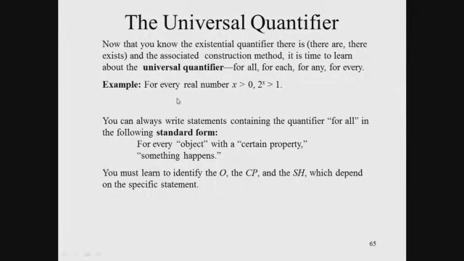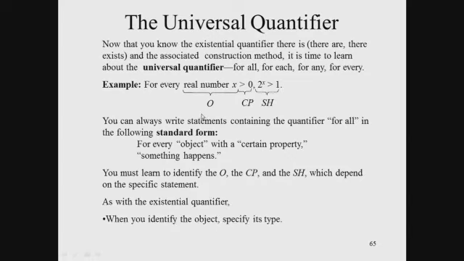Just like with the existential quantifier, it's your job to be able to identify the objects, the certain property, and the something that happens. Let's take this example. For every real number x strictly positive, 2 to the x is bigger than 1. What's the object here? Real numbers x, exactly. And what's the certain property? 2 to the x greater than 1? Nope, that is not the certain property. x is greater than 0, right? For every object with a certain property, something happens.